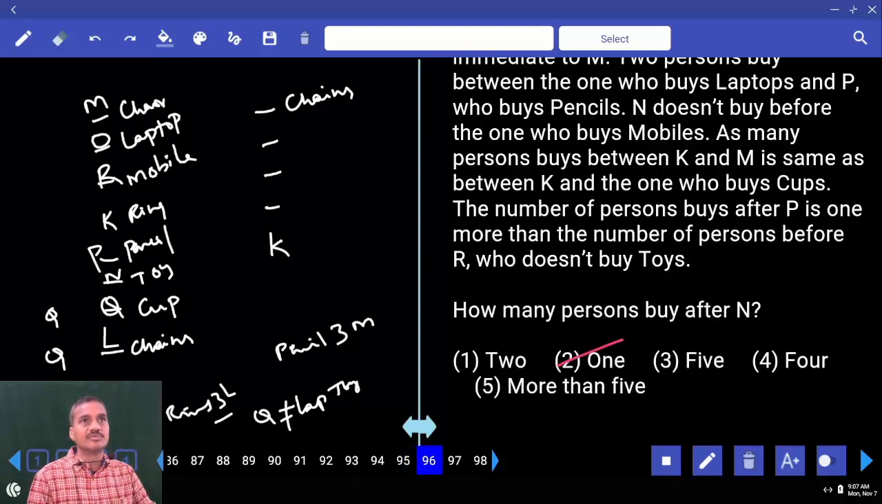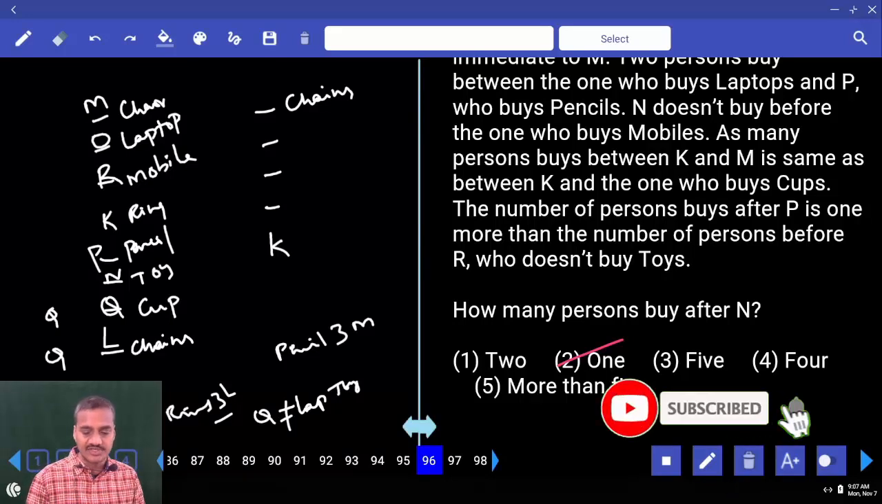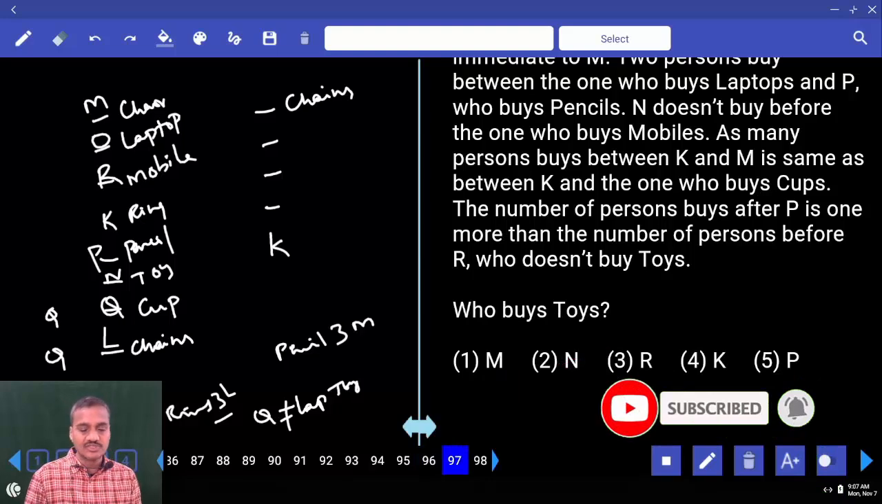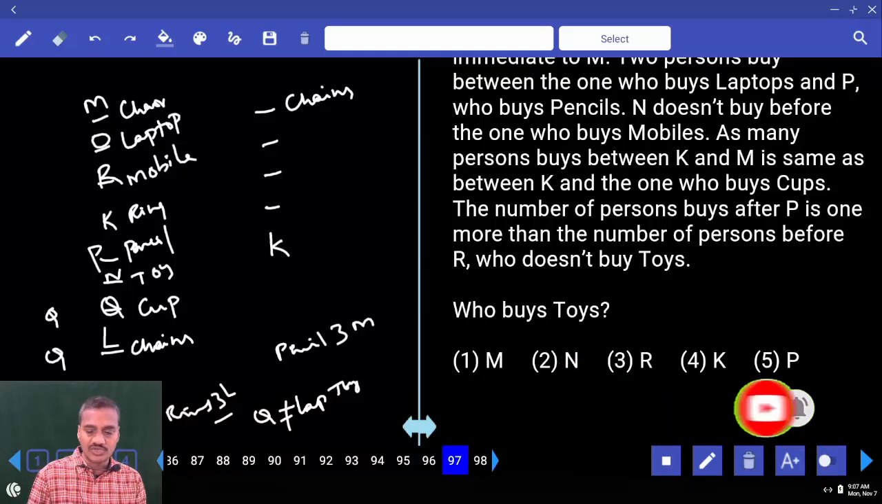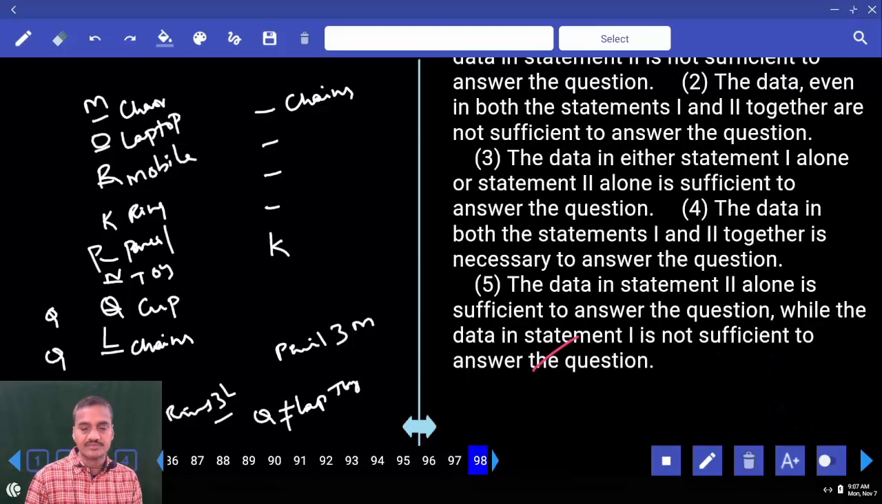Then 96, how many persons buy after N? After N there are only 2 persons, that is choice 1, question 96. Then 97, who buys twice? The one who buys twice is N, that is choice 2, question 97.